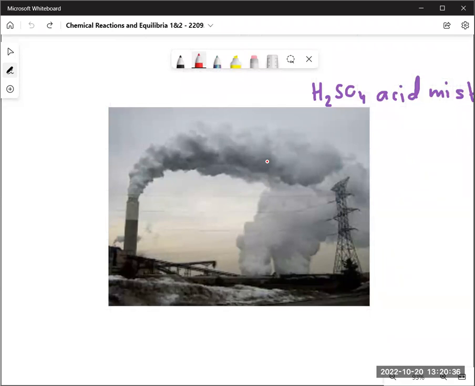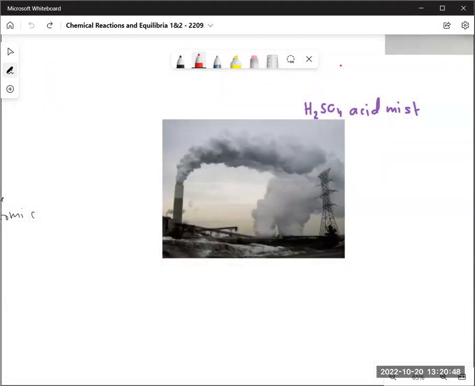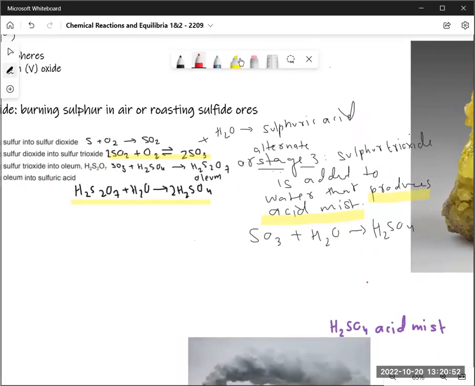If you add sulfur trioxide directly to water, it produces a very exothermic reaction, and it's very violent, and it's going to make an acid mist. That is why we don't add sulfur trioxide directly to water. Instead, we add it to H2SO4, which we already have, to make a very concentrated form of H2SO4. That is called oleum.